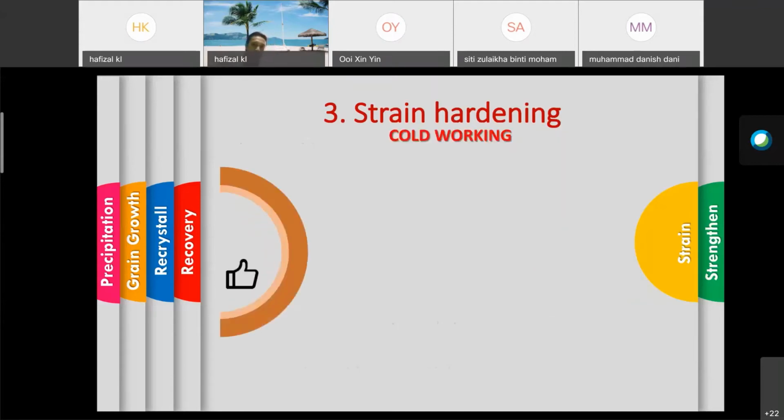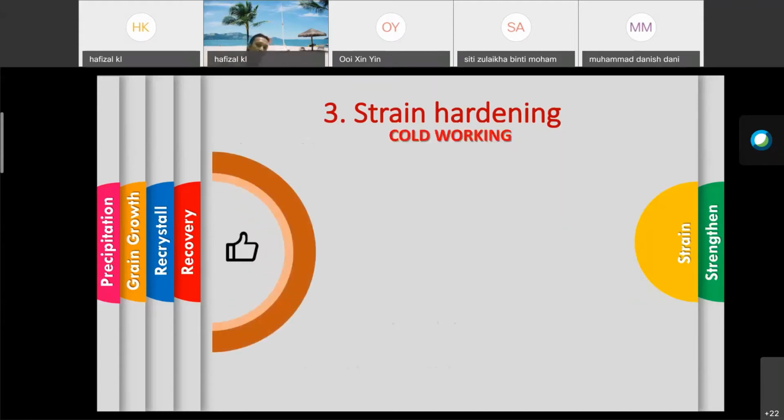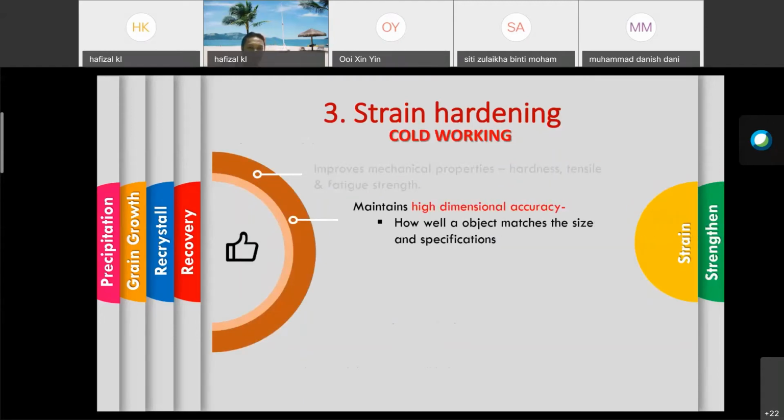So there are advantages and disadvantages of this. Actually, for the cold working, the advantage is improved mechanical properties, whereby hardness, tensile, and fatigue strength are increased. And it maintains high dimensional accuracy, meaning how well the object matches the size and the specification.